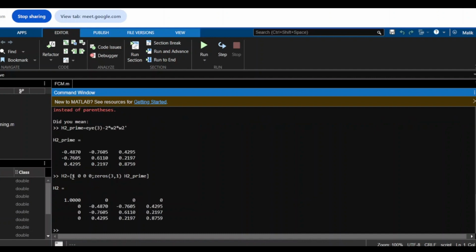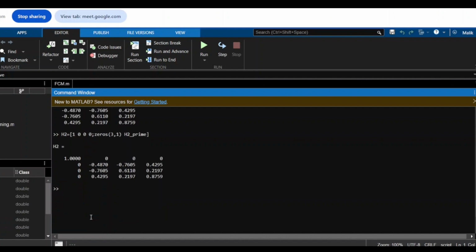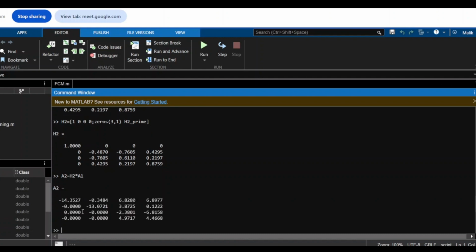So basically what this command is, first row I have written 1, 0, 0, 0. Then zeros in all three rows and the first column, it will form a block here. And my remaining block will be H2 prime. So from this command I wrote my H2. Now from H2 I will write A2. A2 will be H2 into A1. We have to go till H3.